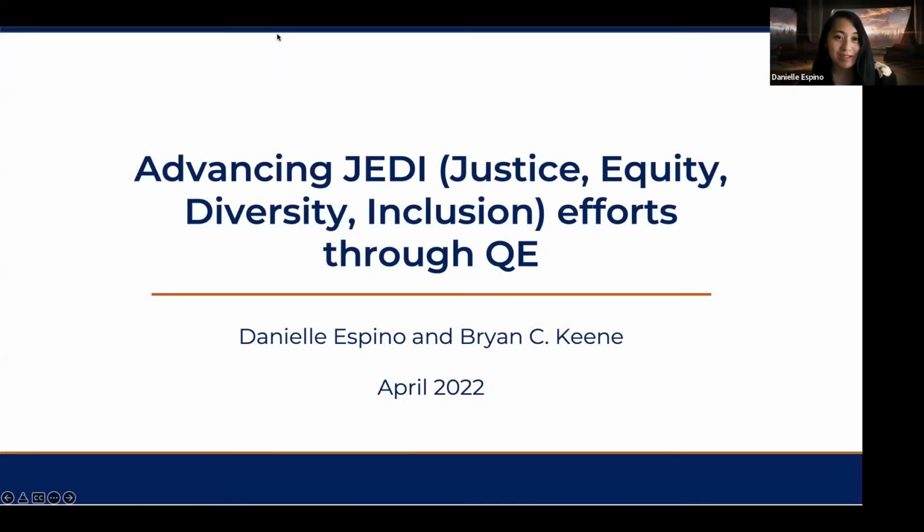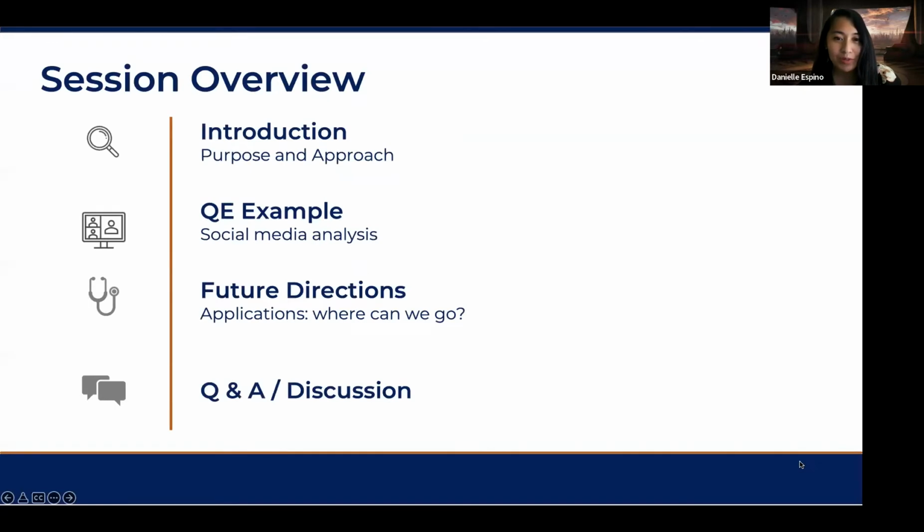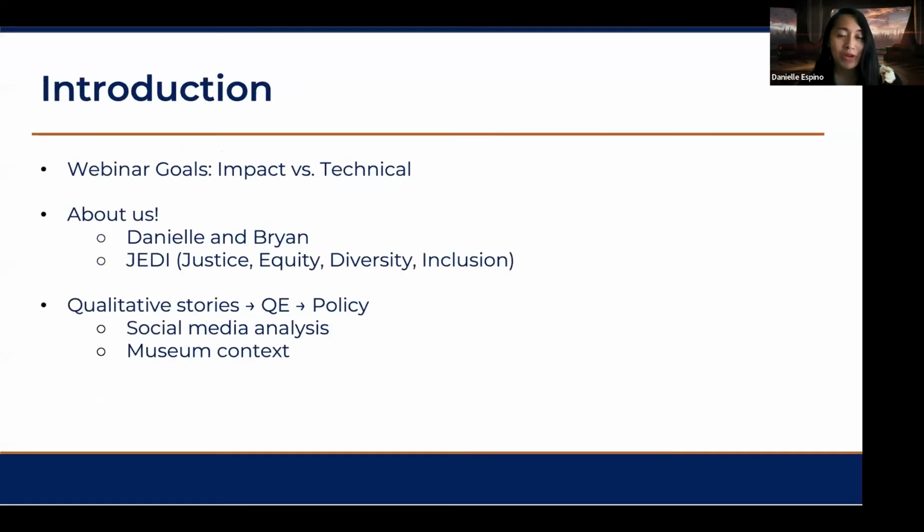We both have our matching backgrounds, and our webinar is on advancing JEDI, which is an acronym for Justice, Equity, Diversity, and Inclusion Efforts through QE. As we get started, we'll give a little outline of what we're planning to review today. We're going to start with some context and then go through a worked example using QE, and then an application of findings, like what does this mean? With that, we'll get started with a little introduction and background.